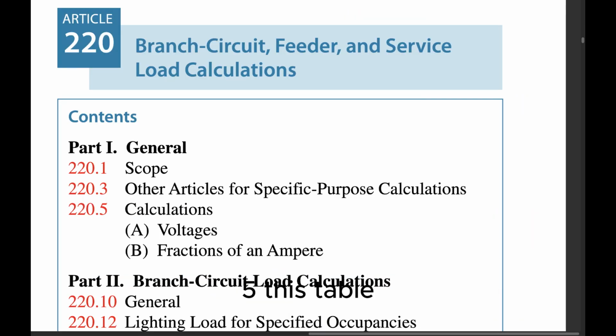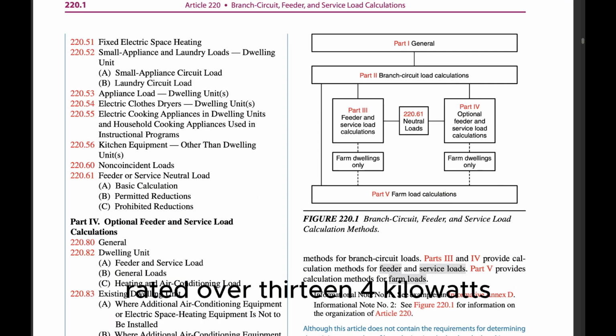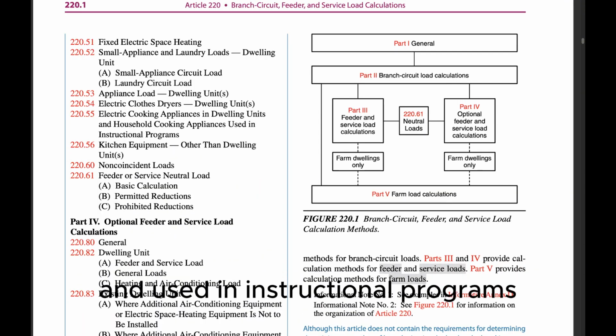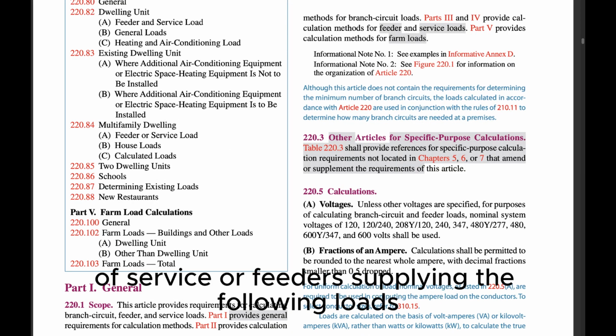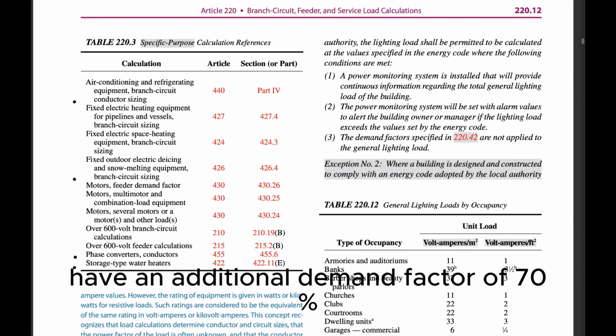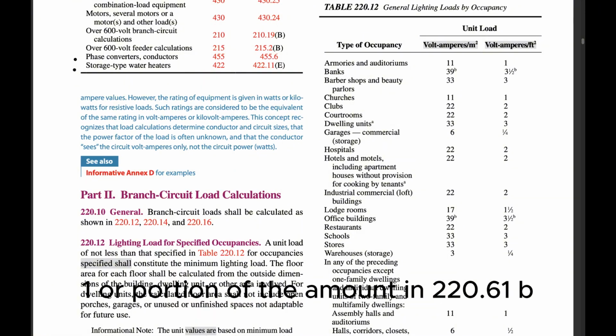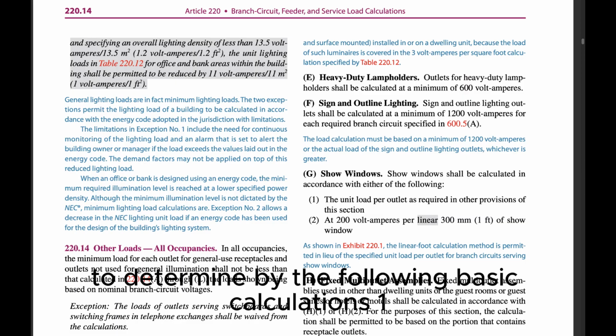5. This table shall also apply to household cooking appliances rated over 1 3/4 kilowatts and used in instructional programs. Permitted reductions: a service or feeder supplying the following loads shall be permitted to have an additional demand factor of 70% applied to the amount in 120.61(B)(1), or portion of the amount in 120.61(B)(2), determined by the following basic calculations.